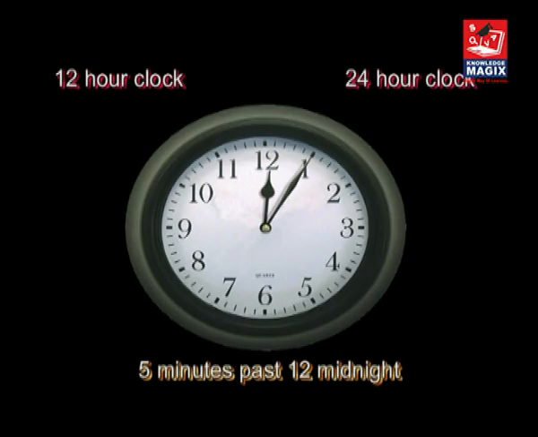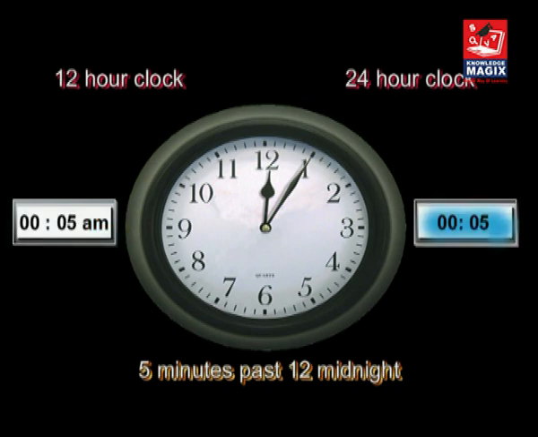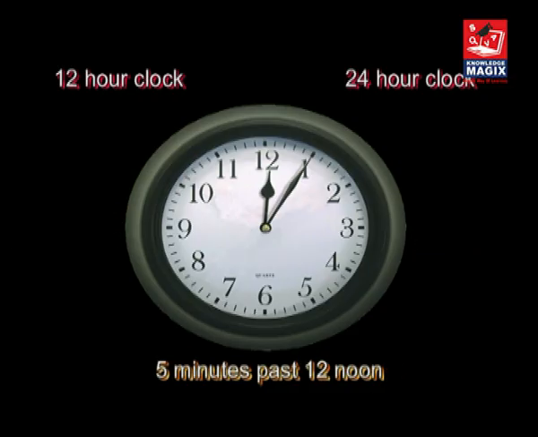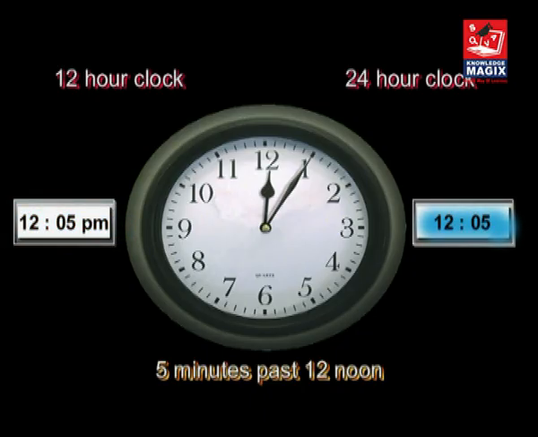So now we'll compare 12-hour clock and 24-hour clock. 5 minutes past 12 midnight is shown in 12-hour clock like this: 12:05 AM, and in 24-hour clock 00:05. There is no AM written. Then 5 minutes past 12 noon is written in 12-hour clock as 12:05 PM and in 24-hour clock 12:05.